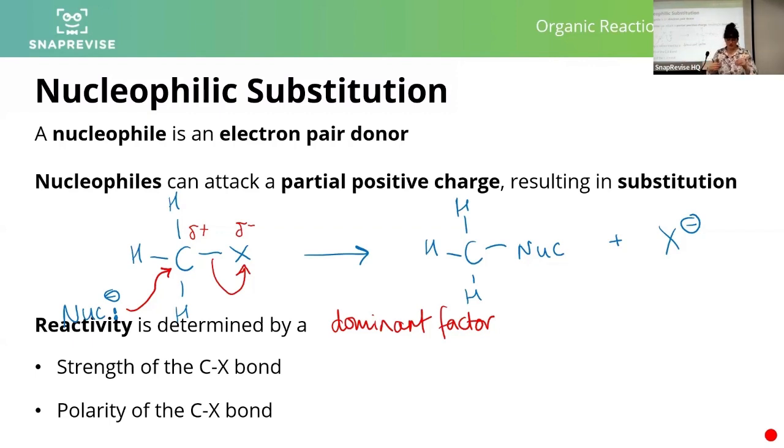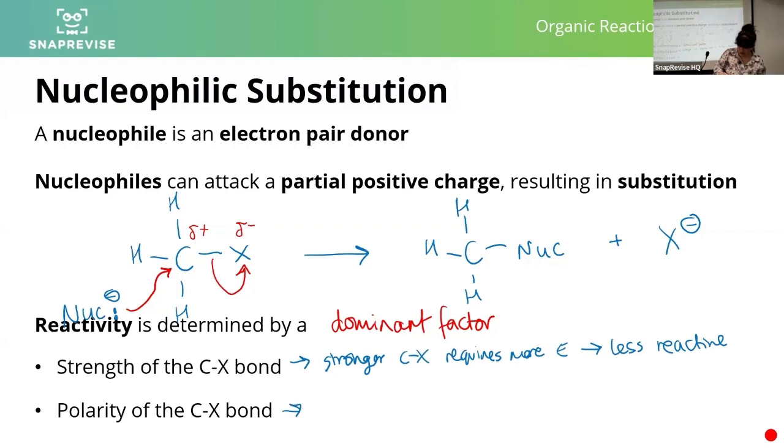But also the strength of the carbon-halogen bond is going to have an impact as well. The stronger a carbon-halogen bond is, the more energy is required to break, and therefore the less reactive it is. Let's just pop that down. So a stronger carbon-halogen bond requires more energy, which is going to make the halogenoalkane less reactive.